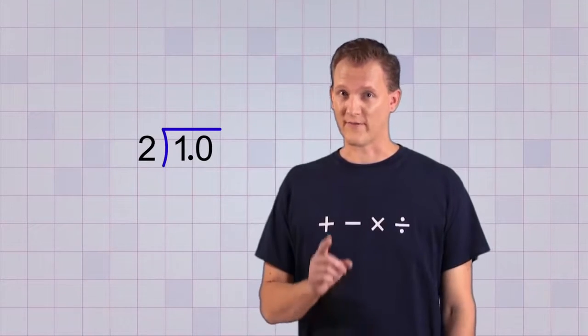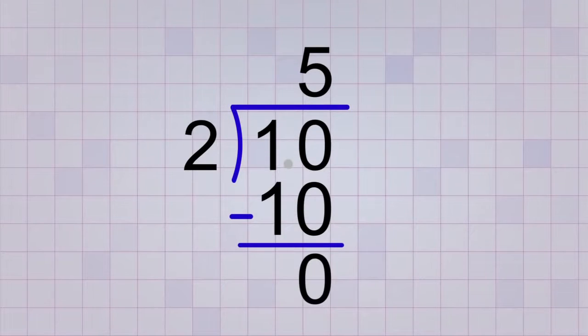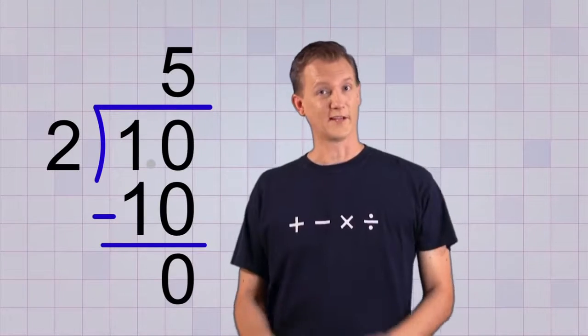The only difference is we have a decimal point. Let's ignore the decimal point for a minute and pretend that our problem really is 10 divided by 2. So 2 will go into 10 5 times, because 5 times 2 equals 10. And that leaves no remainder. So we're done, right? Not so fast.